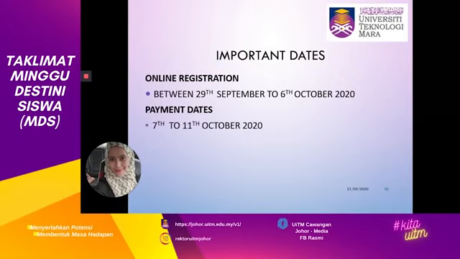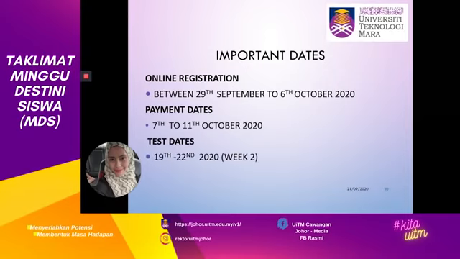Payment dates. After you have registered, you need to check your student portal and your registered email with UiTM as frequently as possible, because you need to wait for the bursary to send the invoice for EPT. After you have received the invoice, you need to make the payment between 7th and 11th October 2020.